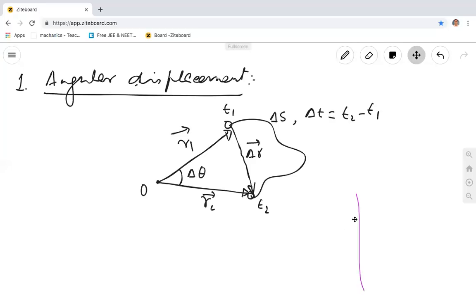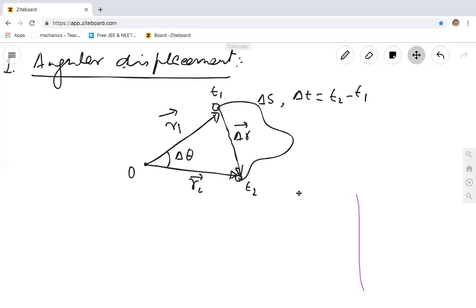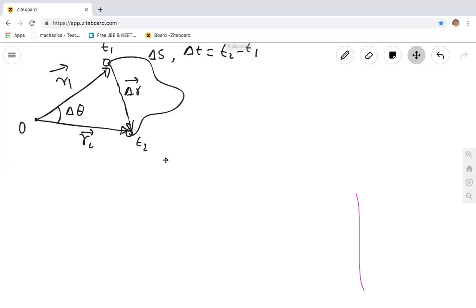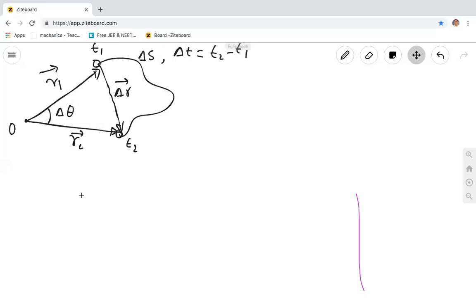What is delta theta? Don't write on the board. So I will define the angular displacement like this. You can write it down also, or you can put it like that and later have a screenshot.